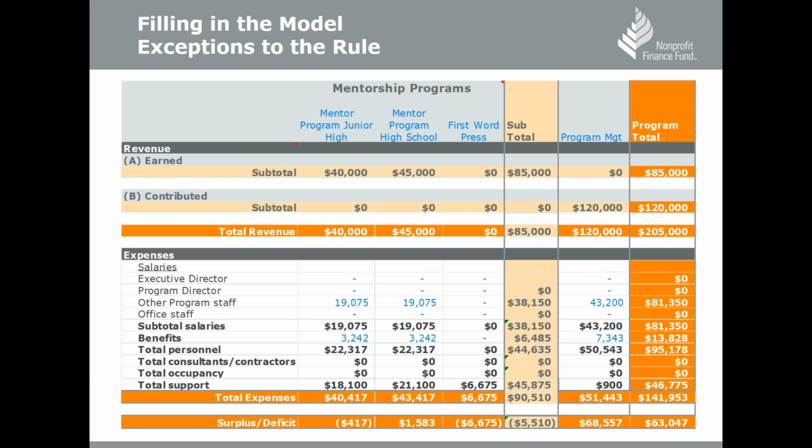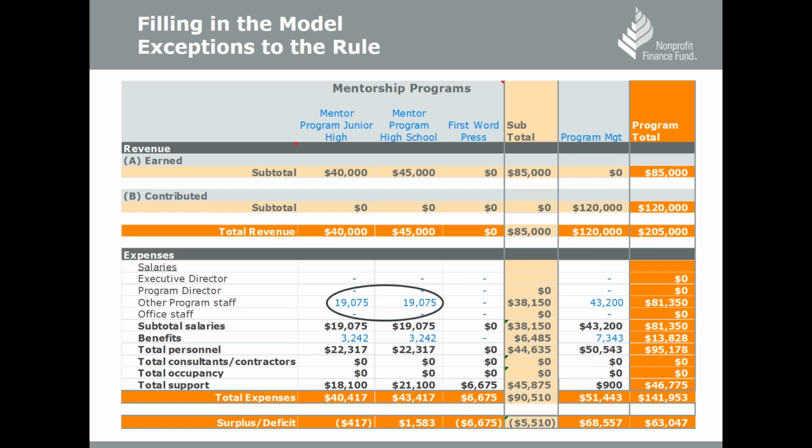Now, I do want to highlight an exception. On this slide, in mentorship, we have one program manager who manages both the junior high and the high school mentorship programs and manages them both equally. As you can see, his salary is split between the 2 programs.